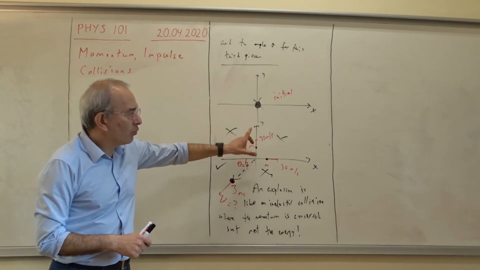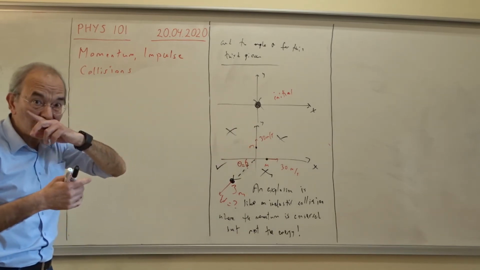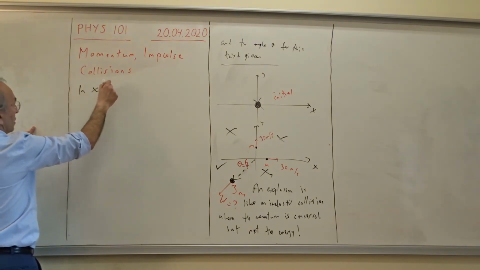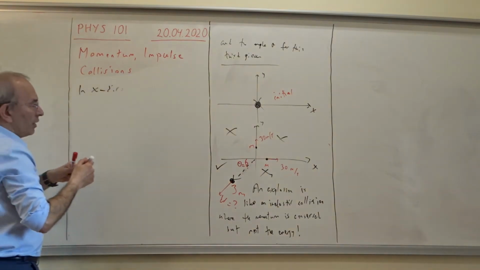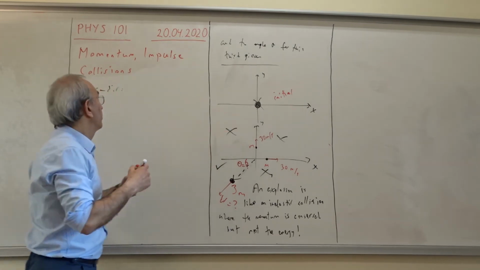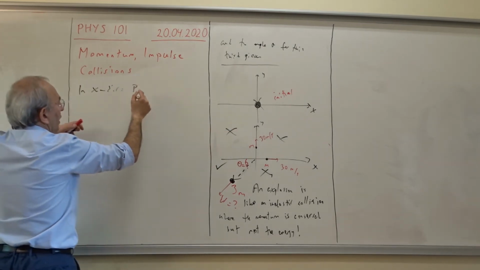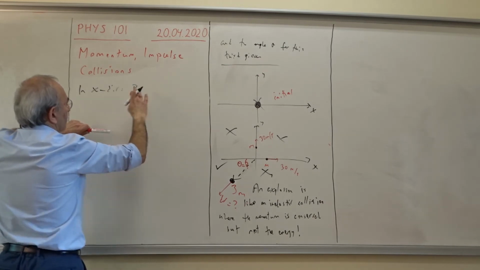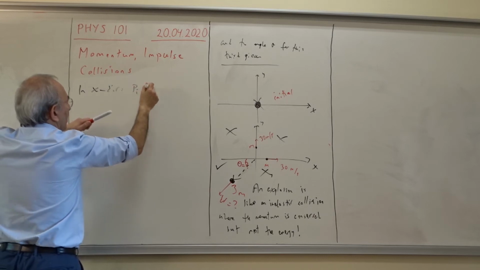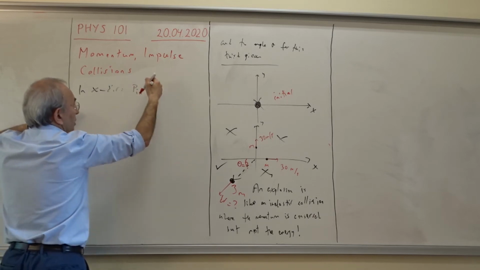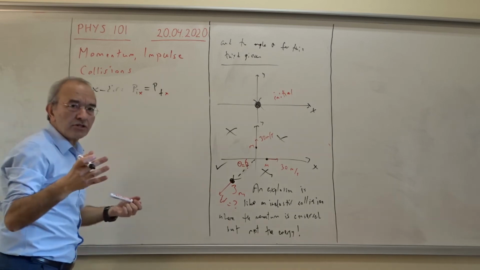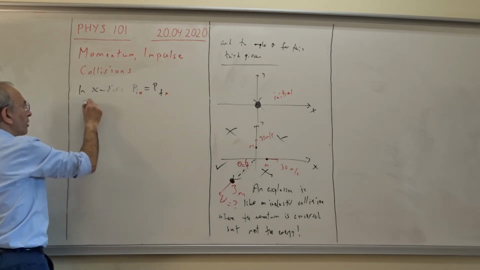In the x direction and y direction, we write the conservation law separately. In the x direction, for instance, what can we say? Initially, there was nothing, of course. Pi in the x direction, Pf in the x direction. So initially there was no motion, no velocity, so no momentum.